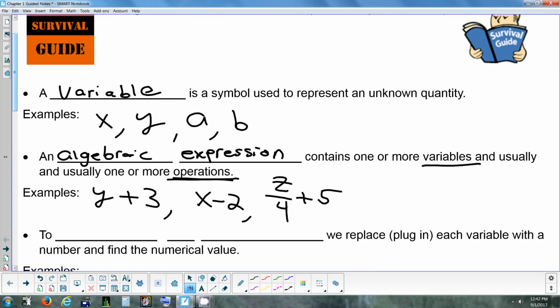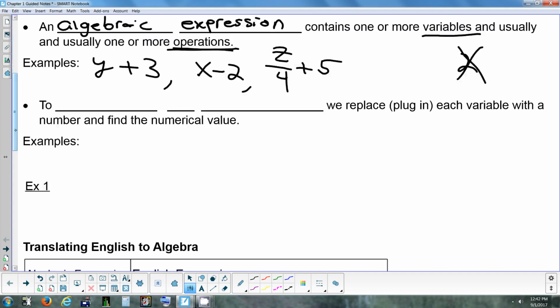How about if I just put down a 2? If I just put down a 2, does that contain one or more variables? No. If you just write down a single number, that's not called an algebraic expression because it doesn't have any variables in it. So the key to an algebraic expression is that it's got to have a variable.